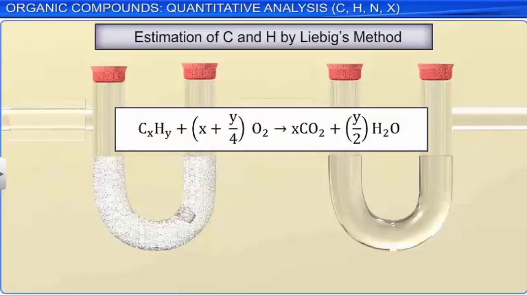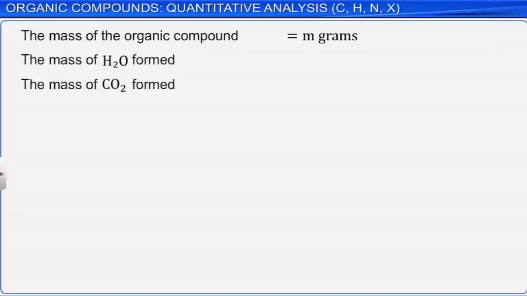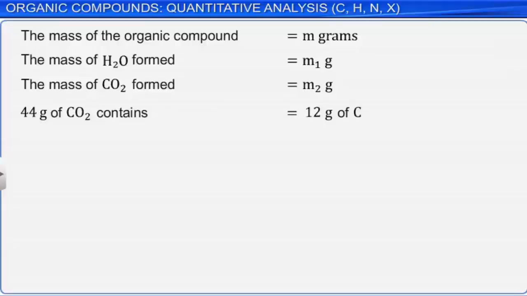Let the mass of the organic compound taken be m grams, and the mass of the water and carbon dioxide produced be m1 and m2 grams, respectively. We know that 44 grams of carbon dioxide contains 12 grams of carbon. Therefore, the carbon content in m2 grams of carbon dioxide may be calculated as 12 multiplied by m2 divided by 44.